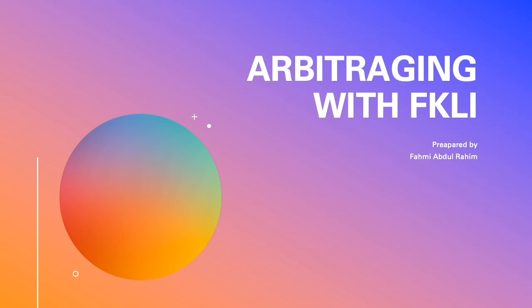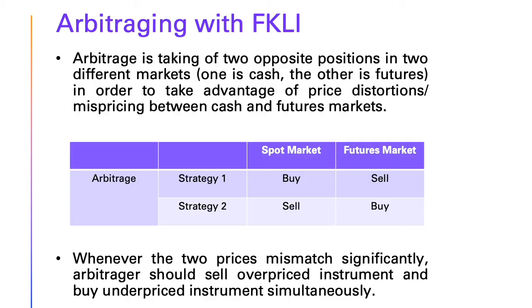This is a video about arbitraging with Fkli. Arbitrage is taking two opposite positions in two different markets, one in cash, another one in the futures, in order to take advantage of price distortions or mispricing between the cash and futures markets.